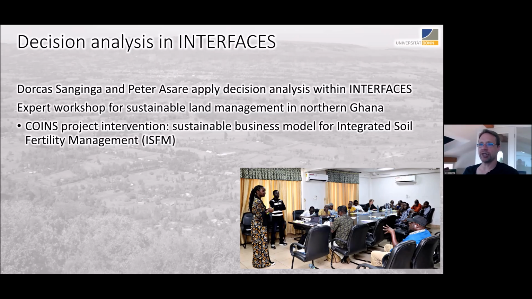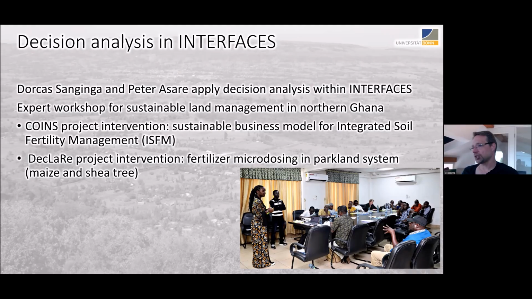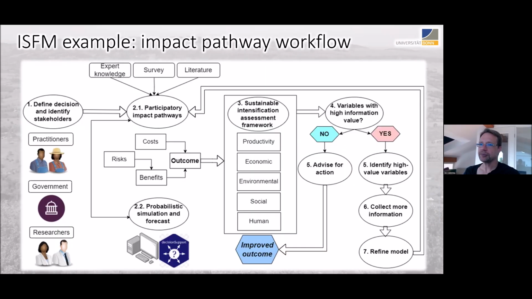This generated information for the COINS project so far, mainly for the intervention on sustainable business models for integrated soil fertility management, ISFM. And for the Déclaré project, Dorcas is also leading an analysis on fertilizer microdosing in parkland systems. So these are the major cases that we're analyzing here. And I'm allowed to show you some results already. These were generated by Dorcas, so she can probably also take questions if you have specific questions later on.